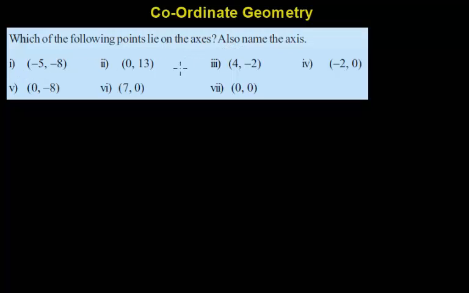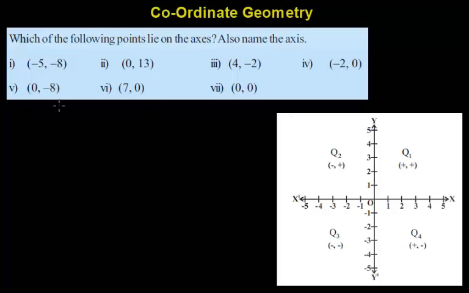Now, we'll take the coordinate plane. In this, this is the x-axis and this is the y-axis. And this quadrant is called Q1. This is called quadrant Q2 or the second quadrant. This is called Q3 or the third quadrant. And this is called Q4 or the fourth quadrant. Now, let us identify the points.